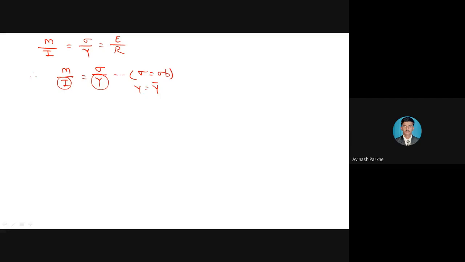Now, first of all, I will calculate the M as per the condition given for a cantilever beam. So how do I calculate the M for a cantilever beam with point load at the free end? This is one standard case.